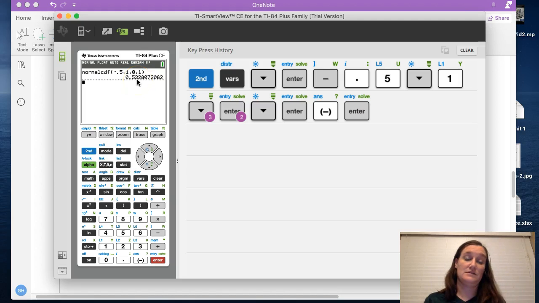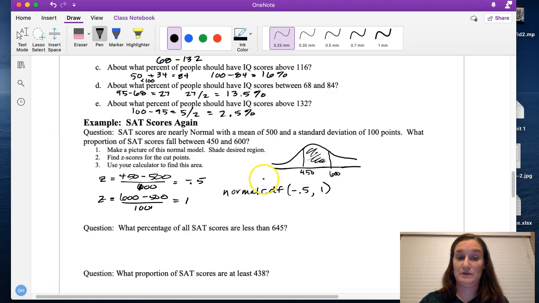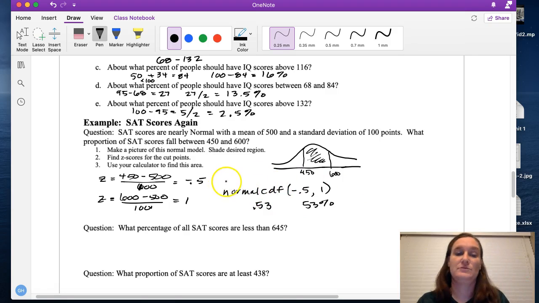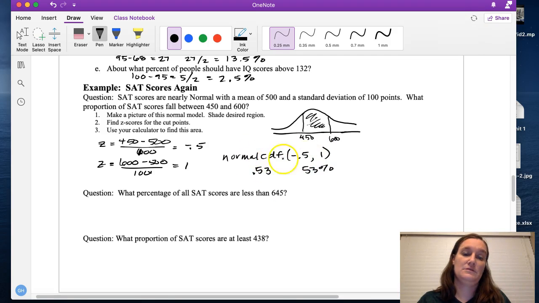So our answer is 0.53, so about 53%. You can put your answer as 0.53, or you can say 53%, either way. Okay, but this is what I want to see. I want to see a little graph. I want to see z-scores. You can write out Normalcdf if you want as well. I mean, you need to say somewhere that you're using the normal distribution. So this is the easiest way to do it.